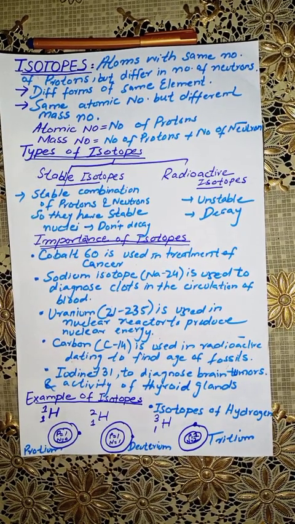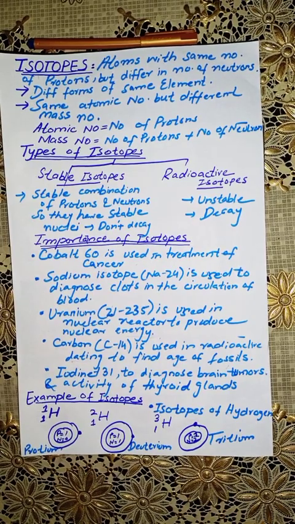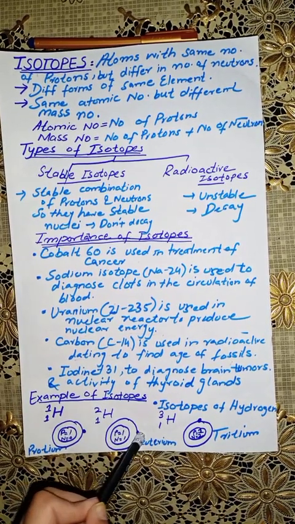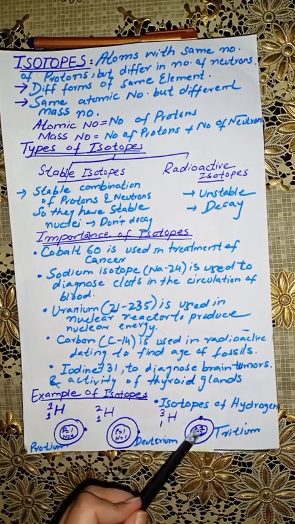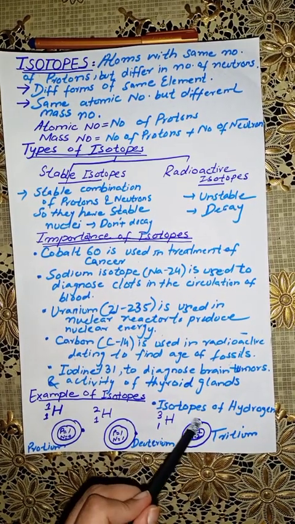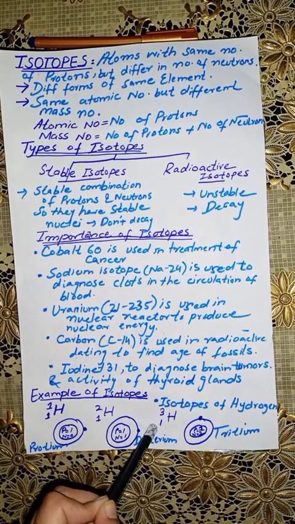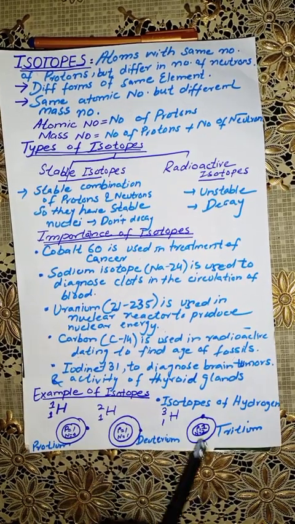The third isotope of hydrogen is tritium. The tritium symbol is hydrogen with mass number 3 and atomic number 1, which means it has one proton and one electron, while it has two neutrons. 3 minus 1 is equal to 2. Yes, it has two neutrons.